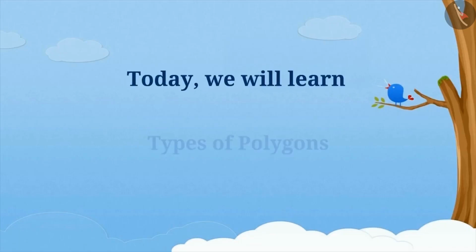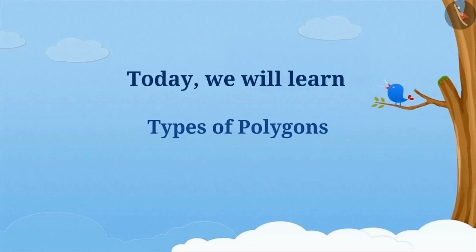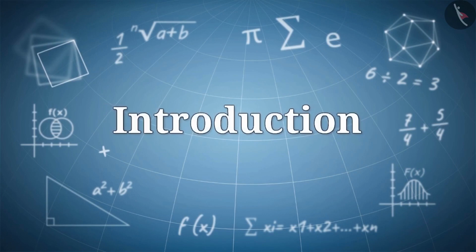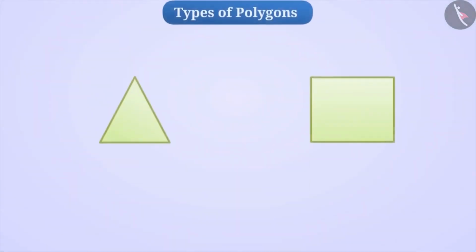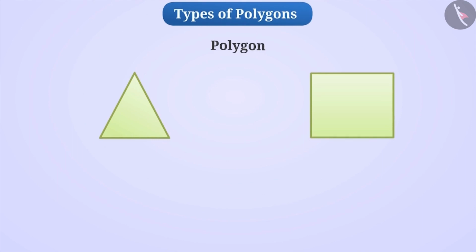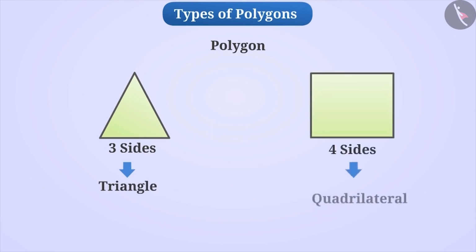Today we will learn about the types of polygons. A polygon is a closed figure made up of line segments. For example, a polygon with 3 sides is a triangle, a polygon with 4 sides is a quadrilateral, etc.